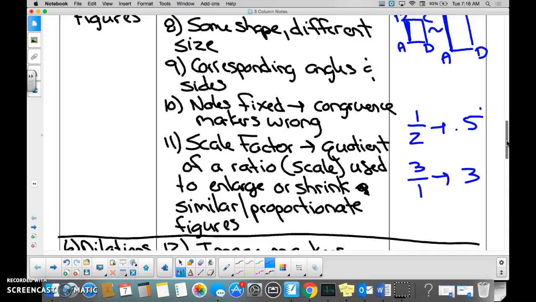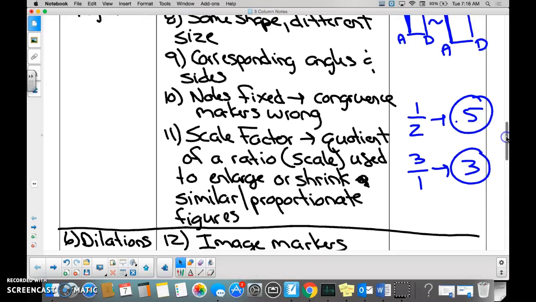And remember, a number less than 1 shrinks an object, a number greater than 1 enlarges an object. So depending on what you want to do, use your scale to come up with scale factor and do whatever you need to do to the shape in terms of enlarging or shrinking.